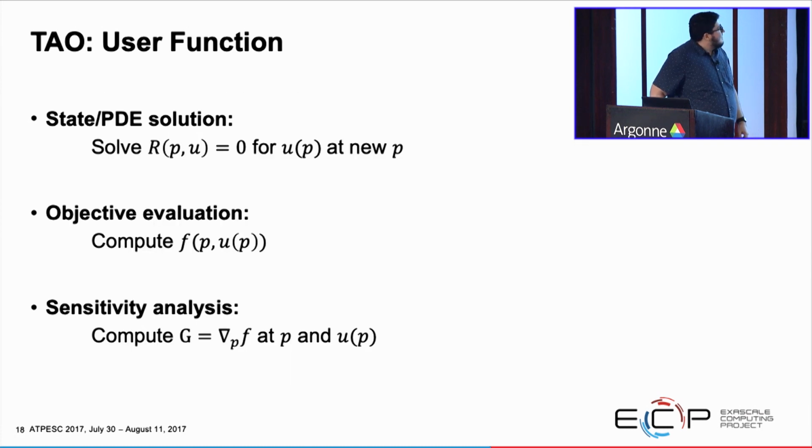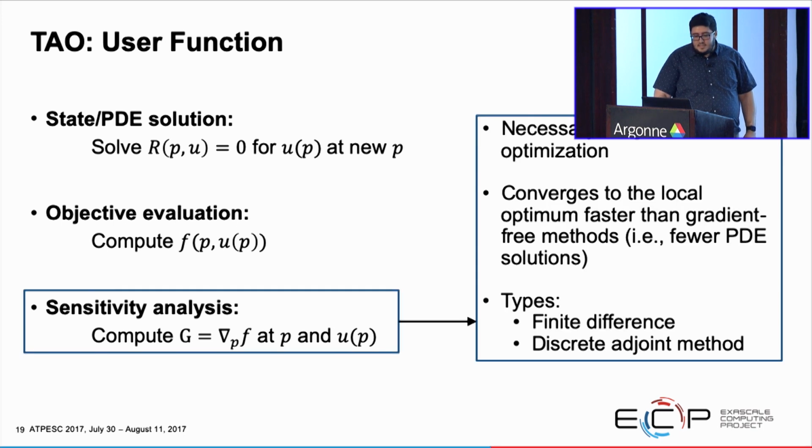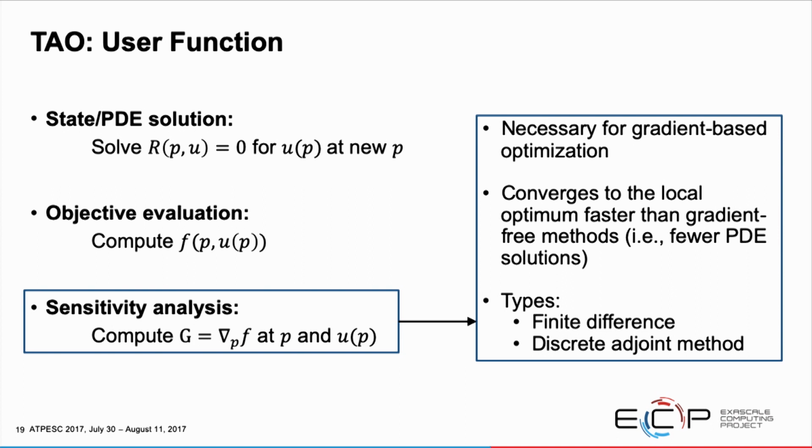So as I said, the steps are pretty straightforward for this. The important thing is this sensitivity analysis bit. As I mentioned, TAO does gradient-based optimization. We need those sensitivities computed. The advantage of gradient-based methods is that we can converge to local minimums faster than gradient-free methods, with fewer function evaluations, which means fewer PDE solutions.